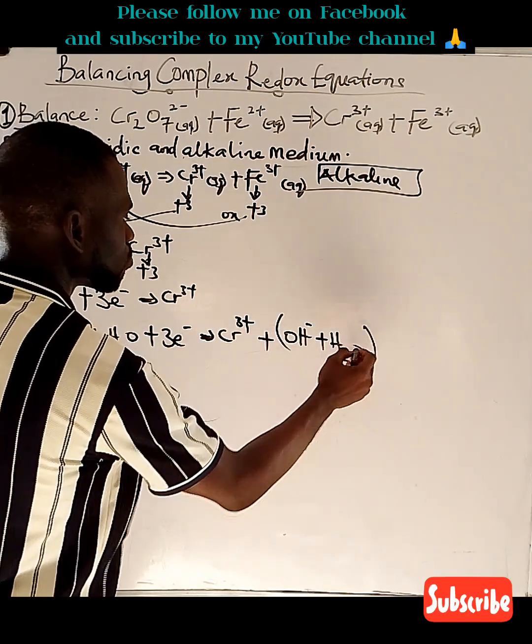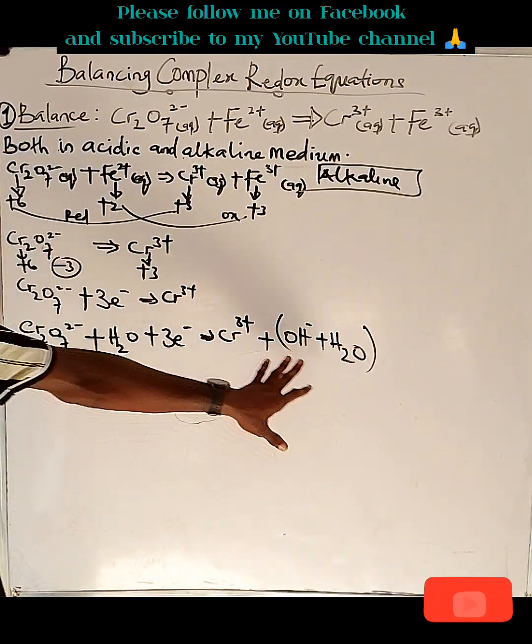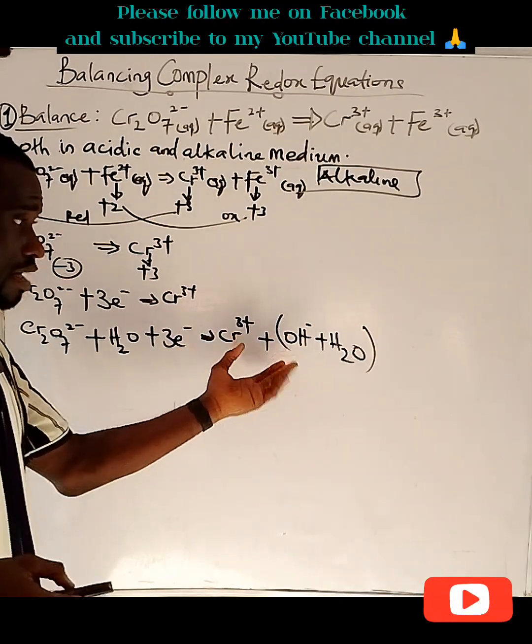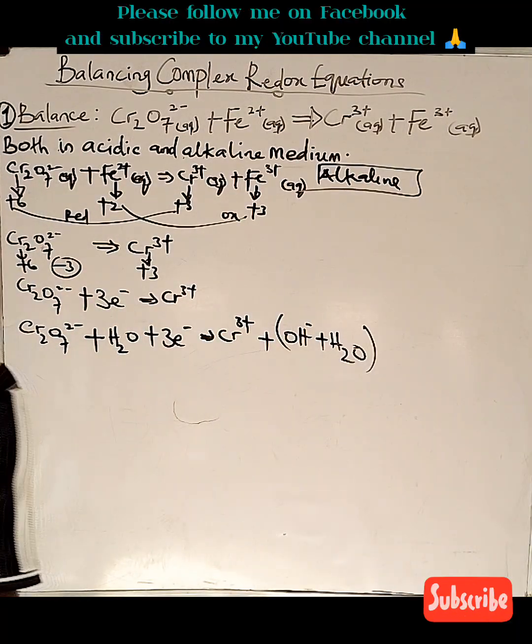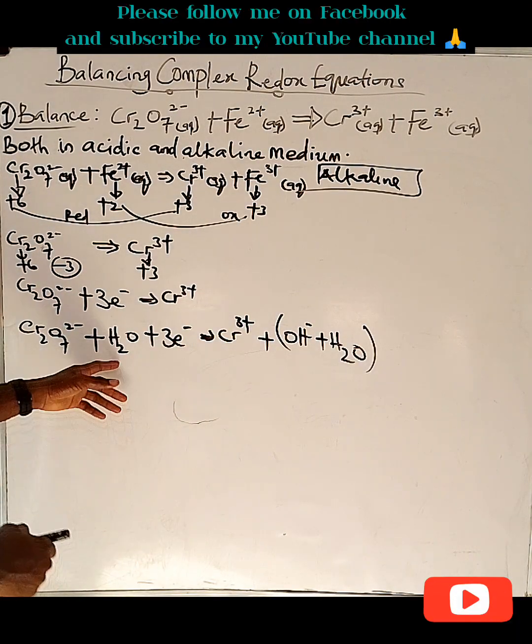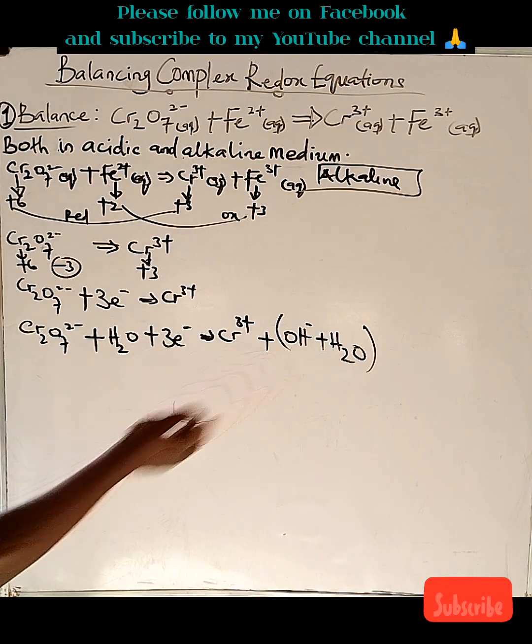It's advisable for us to put these two in brackets. It shows that they are both 1. If you separate them out, if there's no bracket, you may find it difficult to balance this whole equation. So we have hydroxyl ion plus water on the other end. We have water on this very end here. This is the whole layout.